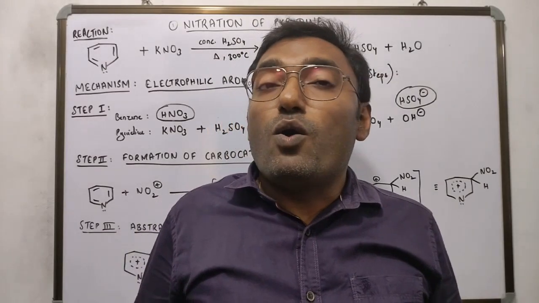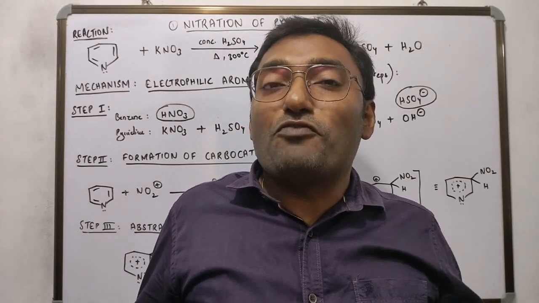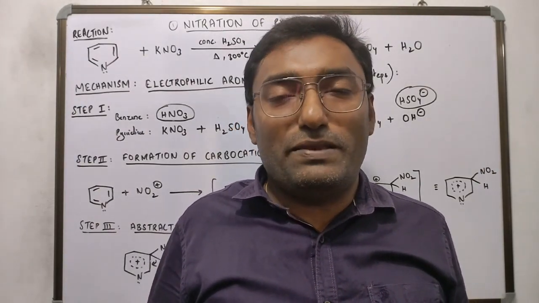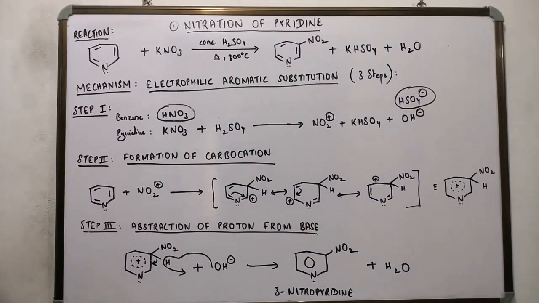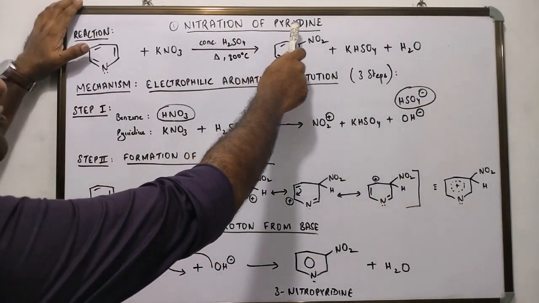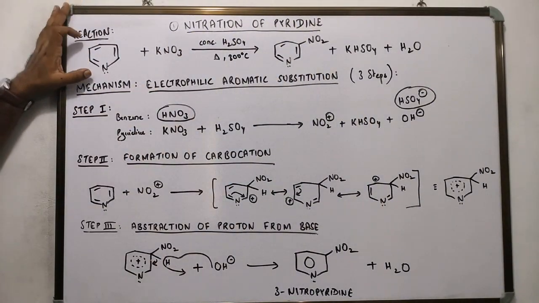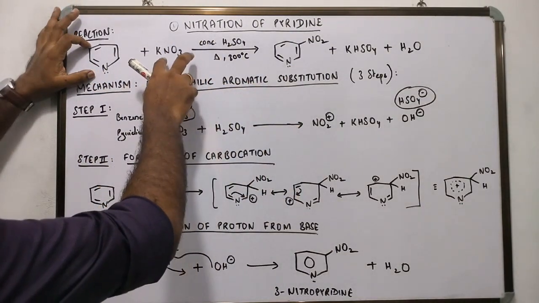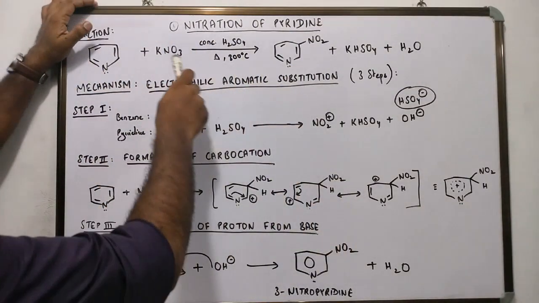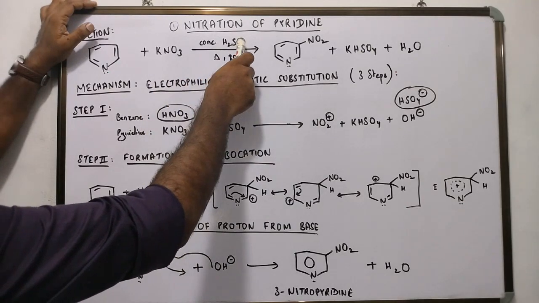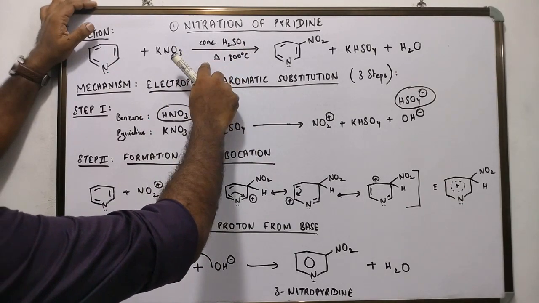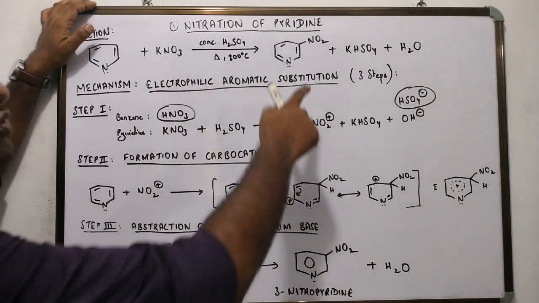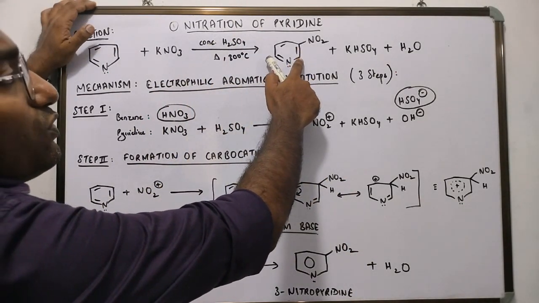Question number 3. What are the examples of electrophilic aromatic substitution reactions of pyridine? Example number 1. Nitration of pyridine. Pyridine, when it is treated with nitrating mixture, which is an equimolar proportion of potassium nitrate and H2SO4, under vigorous conditions undergoes nitration to form 3-nitropyridine.